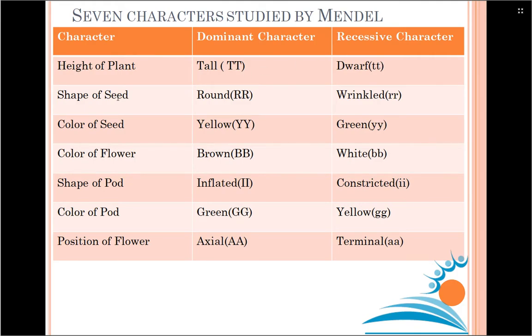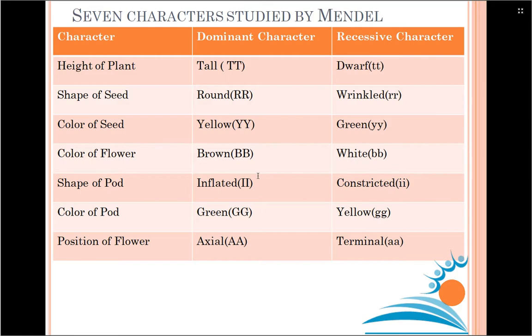Similarly, he conducted an experiment with the pea plant having round seed and the pea plant having wrinkled seed. Similarly, he crossed the pea plant with yellow color seed and green color seed. Similarly, he made a cross between a pea plant with brown colored flower and a pea plant with white colored flower.